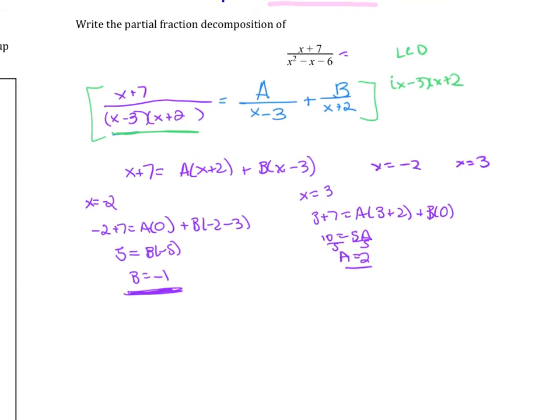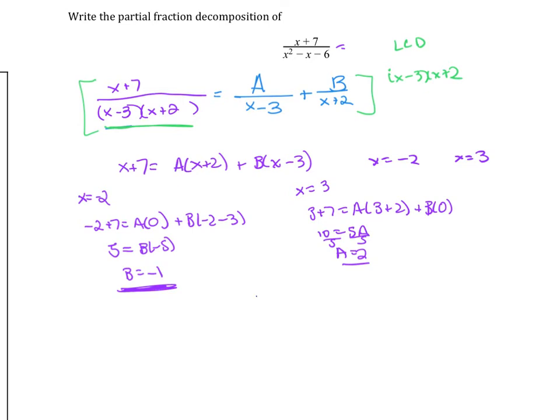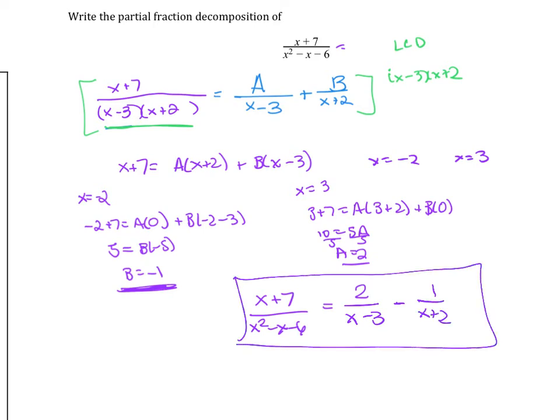So now we can write the partial fraction decomposition. We have x plus 7 over x squared minus x minus 6, and that's going to be a, which is 2, right? So we're plugging it back into here. So a is 2 over x minus 3, and then you could say plus or just minus 1 over x plus 2. So that is the partial fraction decomposition.